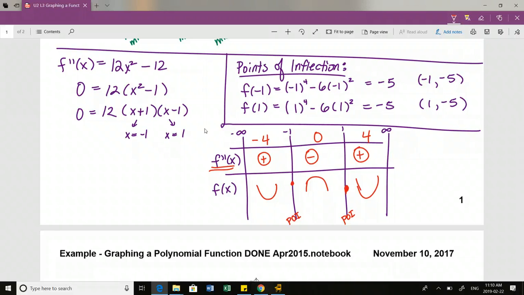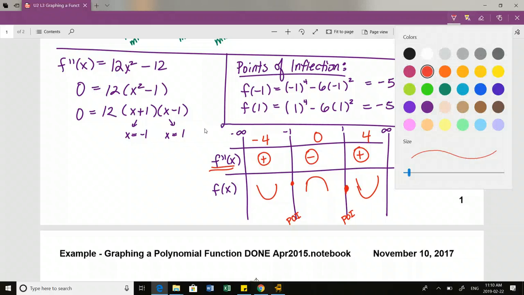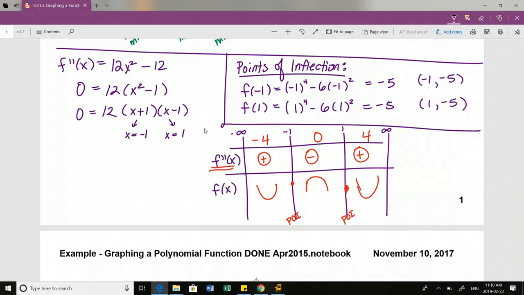Okay, we have a ton of information here. So let's plot all of our information. First, let's just go through. We're going to plot all the points that we found, that we boxed up: X-intercepts, Y-intercept, critical numbers, and points of inflection, and then we'll fill in the gaps with all of our information from our charts.